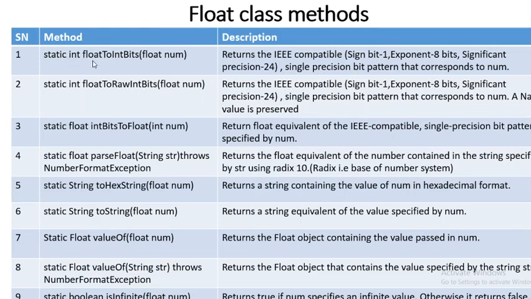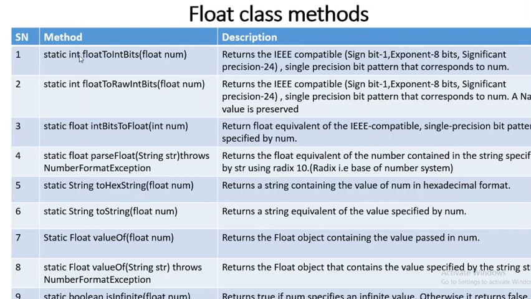So for example, the first method is floatToIntBits. To call this method, how will we call it? Float, that is with a capital F, this word Float dot floatToIntBits. Then the second we will call as Float dot floatToRawIntBits. Then Float dot intBitsToFloat. So by using the name of the class, we will call these methods. Now we will see the use of these methods one by one.